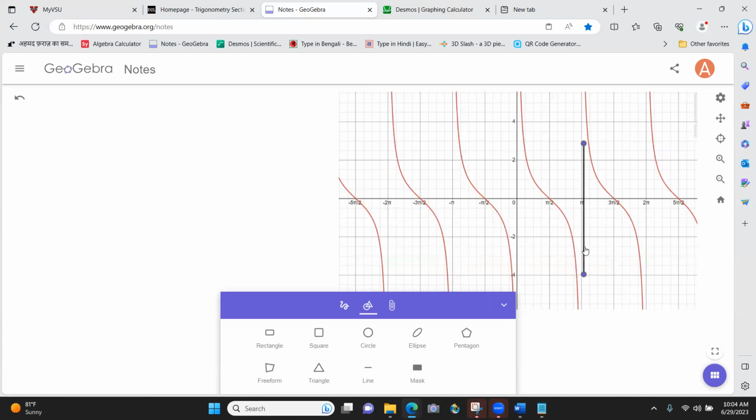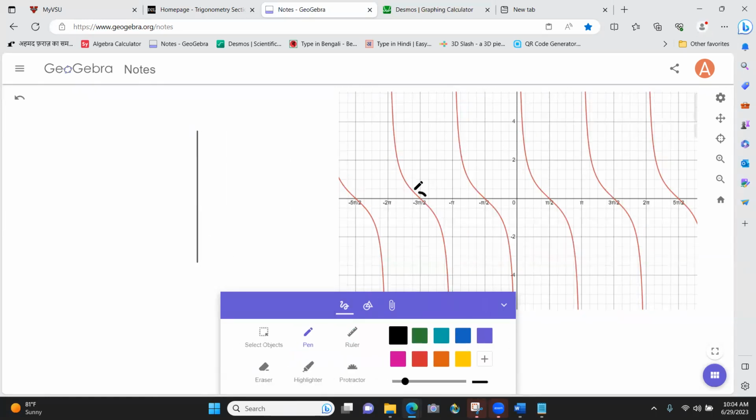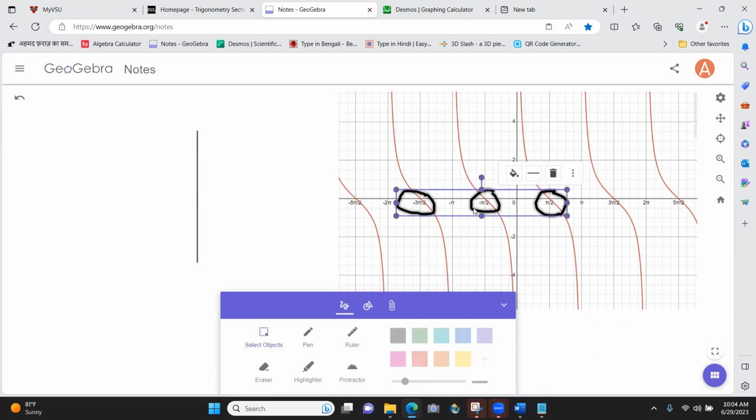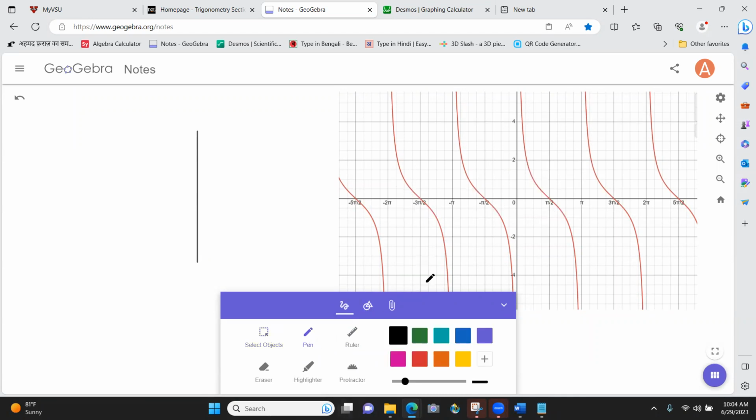Range is going to be all real numbers. And what are the x-intercepts? All these points. Okay. Where are the vertical asymptotes? Remember the points where the domain is not defined. You get vertical asymptotes right here.